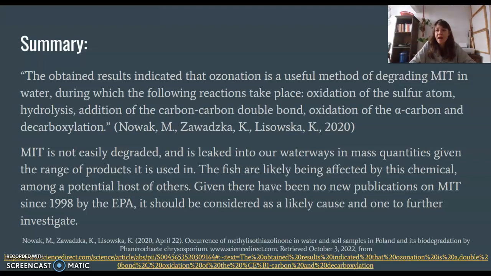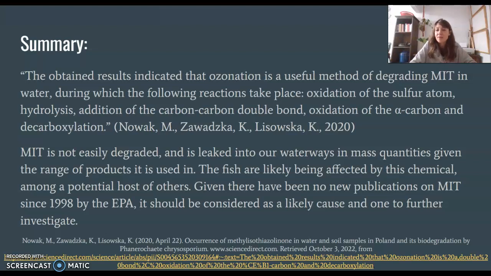For ozonation to happen, for MIT to be broken down, oxidization of that sulfur atom, which I showed you earlier, is essentially the part of the process that needs to happen. And so that may happen on the surface of the water, but it's not going to happen all the way down. And by that time, it's already come into contact with many marine organisms. With that said, it's obviously not easily degraded, and it's leaked into our waterways in mass quantities, just given the range of products that are available.